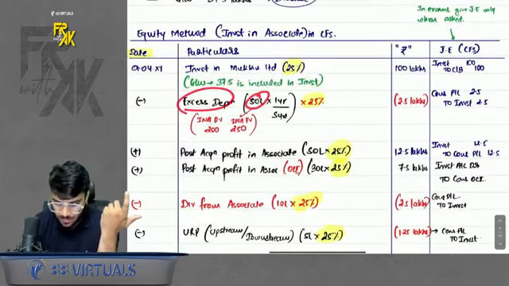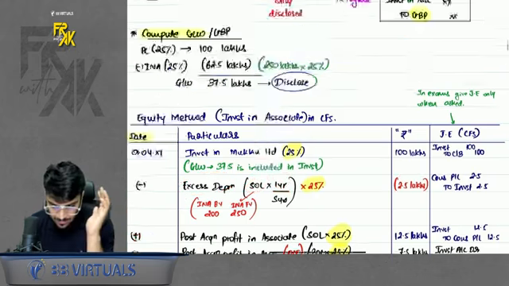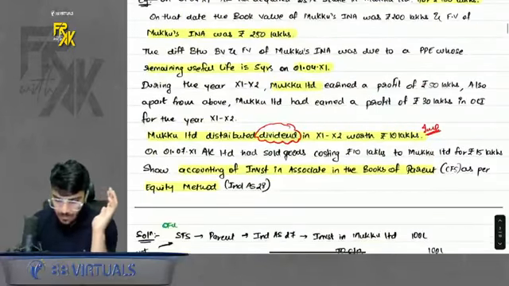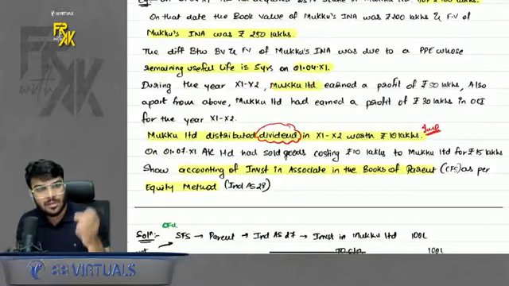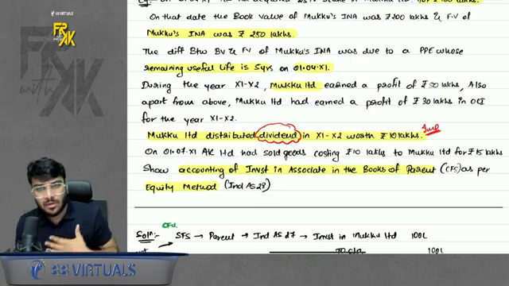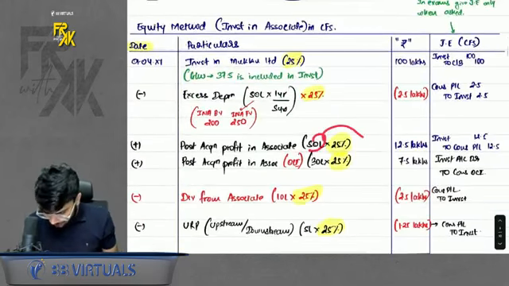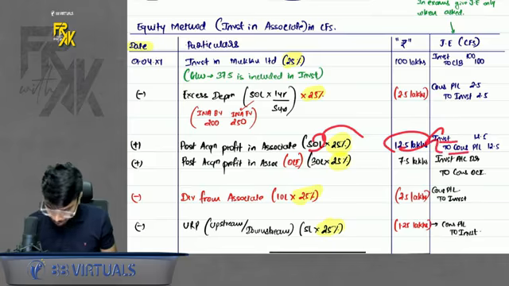Excess depreciation: 50 into 1 by 5 into 25%. You will get 2.5 lakhs. Eliminate this. Okay, the next adjustment was that the associate earned a profit. If the associate earned a profit, I will increase the value of investment up to my share of profit. So my share is 25%. Increase it. Entry I have also given.